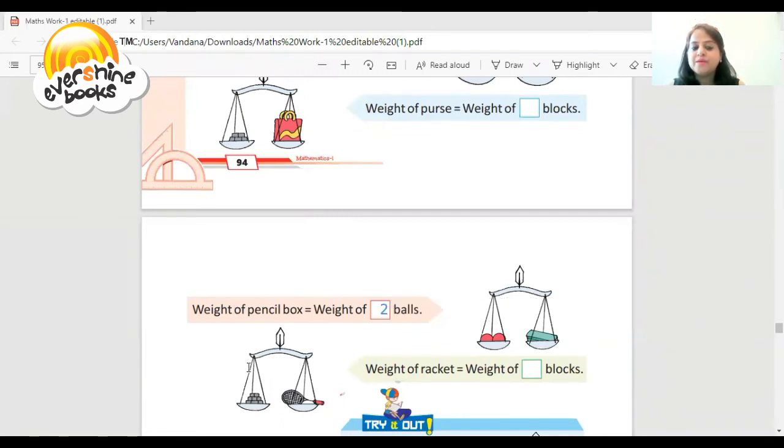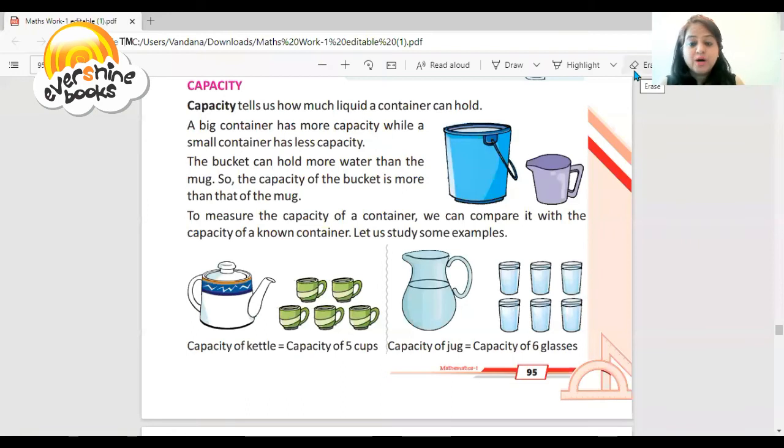Now come to another beam, and it is in a balanced position. How many blocks are there? 1, 2, 3, 4, 5, 6, 7, 8. 8 blocks are equal to the weight of one bracket. So students, just write here how many blocks? 8 blocks in the given space. Okay, students, got it? Have you understood now? Very good. Now, students, it's your next topic, that is capacity.